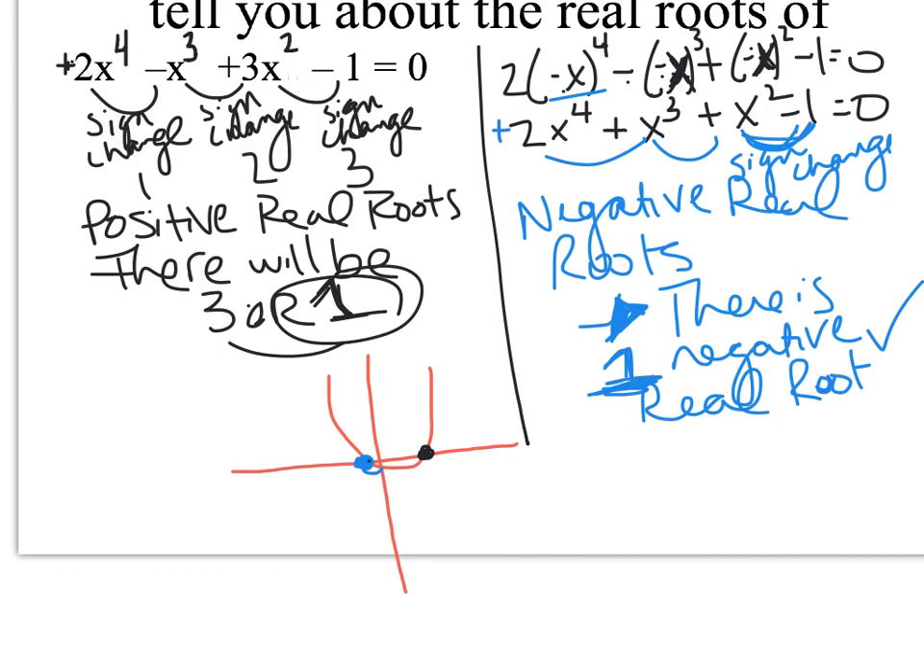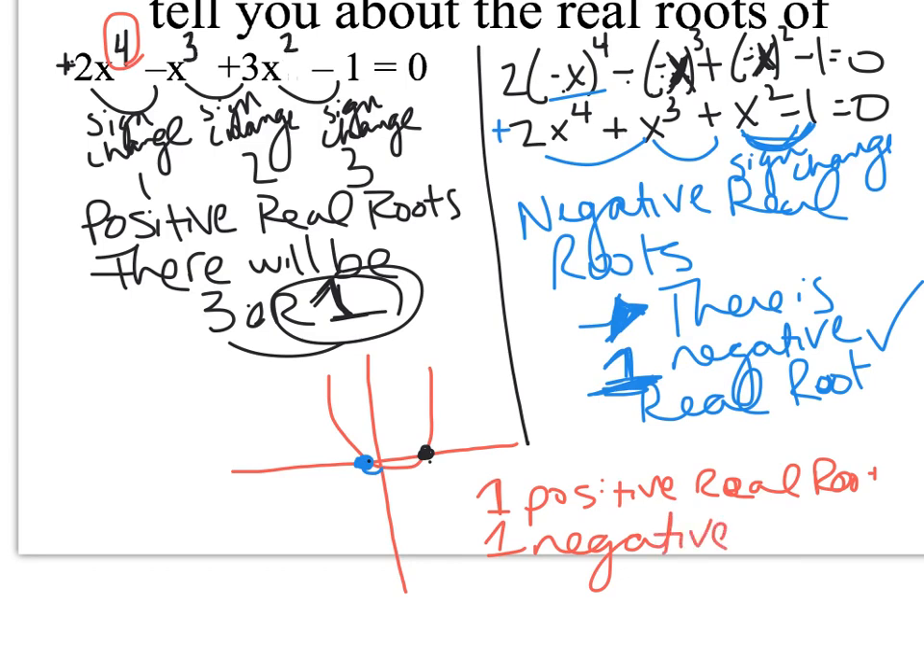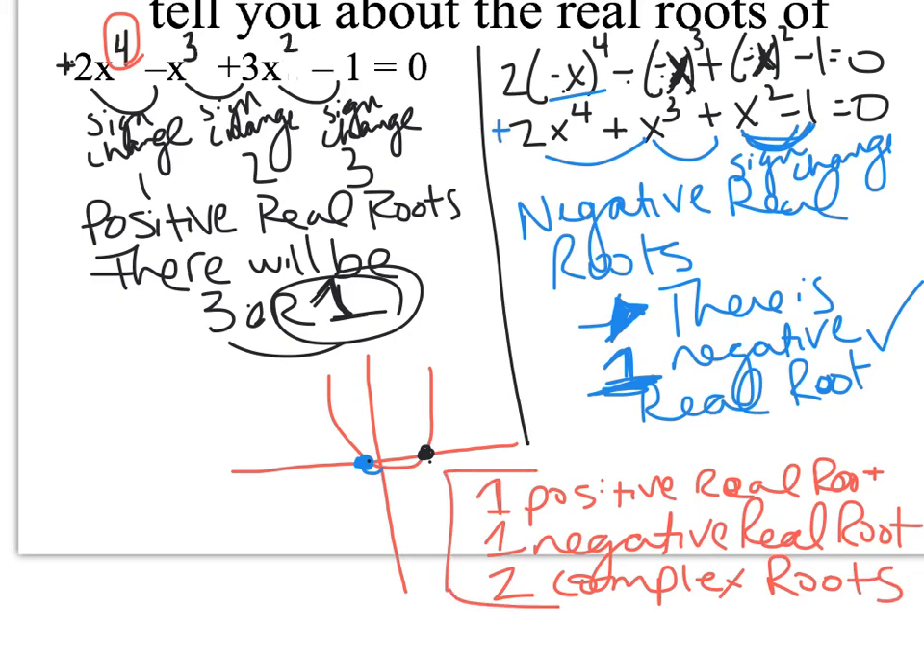Now, given that I have 1 negative and 1 positive, and my original degree was a 4, I know I'm going to have 1 positive real root, 1 negative real root, and 2 complex, to get the total of my 4 roots.